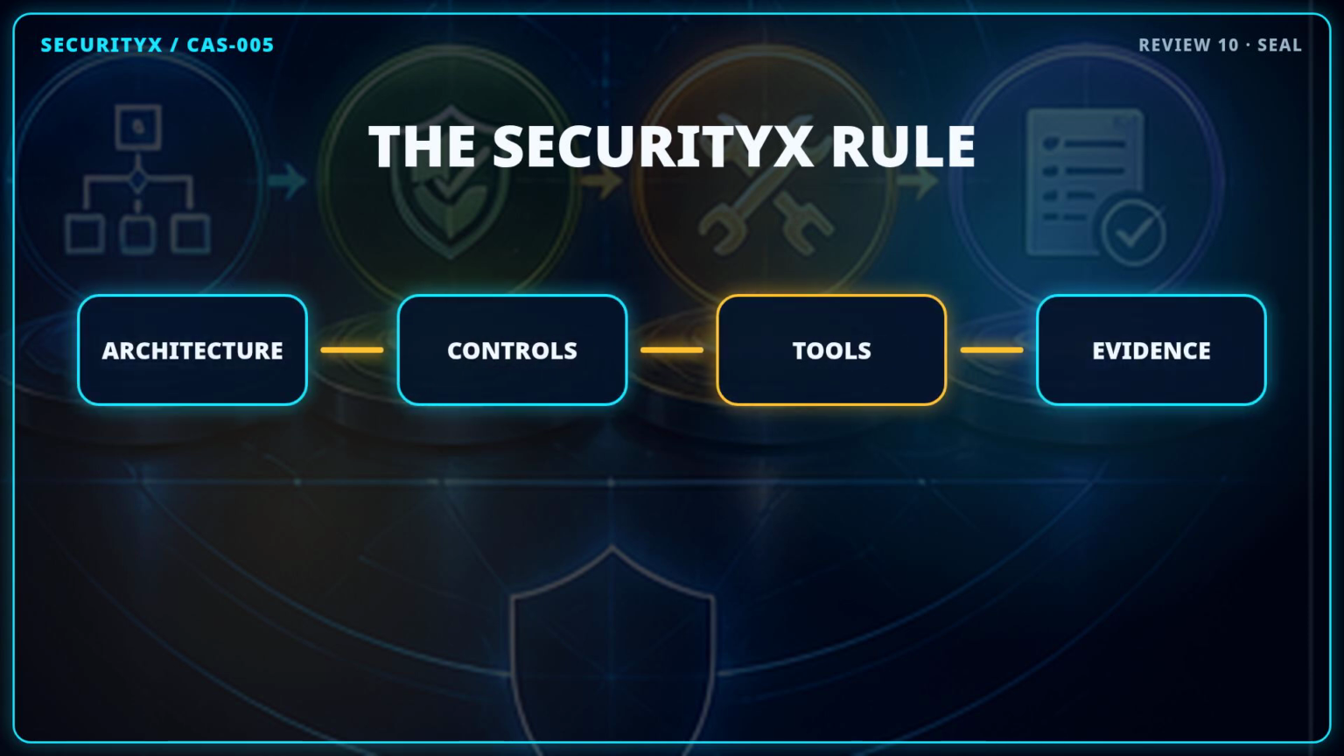Scenario questions test decision order. Architecture comes before product choice. Data flows and trust boundaries tell you where controls belong. Evidence proves the design is working. When the answers are full of tool names, pause and ask, what architecture decision is this question really testing?